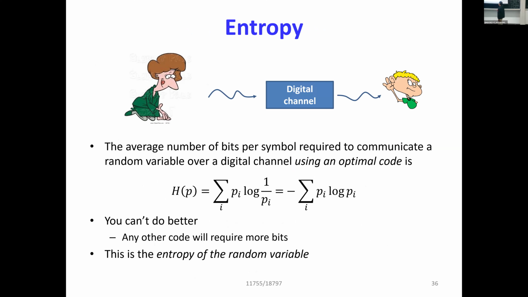Okay. So the average number of bits per symbol required to communicate a random variable over a digital channel using an optimal code is this term, summation pi log of 1 over pi. Pi is the fraction of times it happens, and log of 1 over pi is the optimal number of bits per occurrence when you transmit infinite of those. And this must be summed over all of the outcomes, right? You cannot do better. There is no other coding scheme that is going to require fewer bits per outcome. This is the best you can do. And so this is the entropy of the random variable.